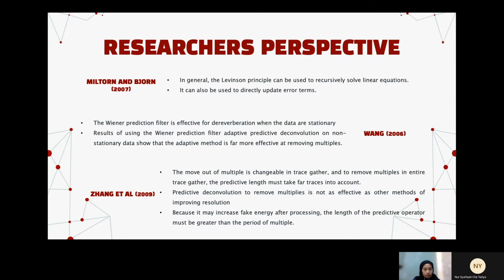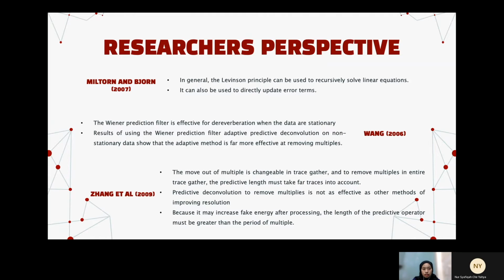Now I will present the other researchers' perspectives regarding spectral decomposition. There are many researchers that identify predictive deconvolution according to their research. Firstly is Milton and Bjorn, 2007. They stated that, in general, the Levinson principle can be used to recursively solve linear equations. It can also be used to directly update error terms.